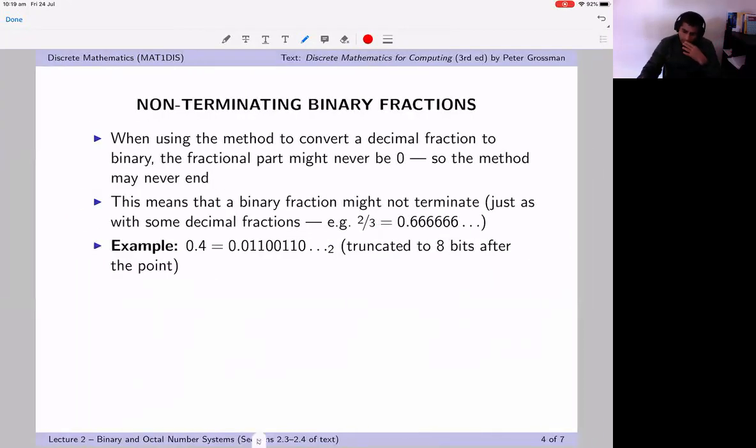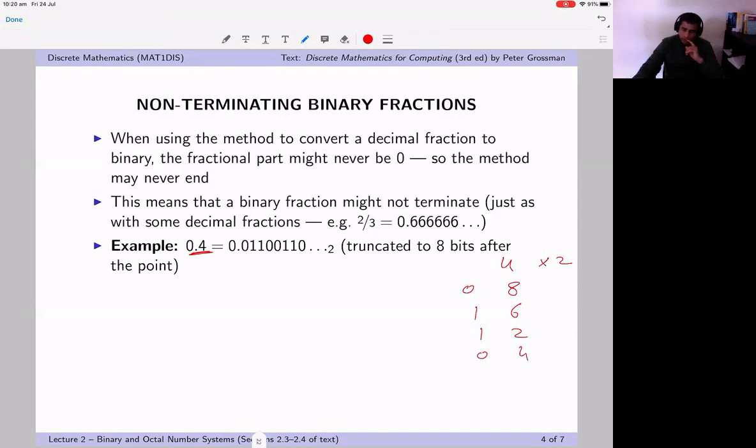All right, examples. Suppose we want to convert 0.4 into binary. Then the method that we learned was to multiply that with 2. So 4 2s are 8 and carry forward is 0. 8 2s are 16, carry forward is 1. 6 times 2 is 12, carry forward is 1. 2 times 2 is 4, carry forward is 0.